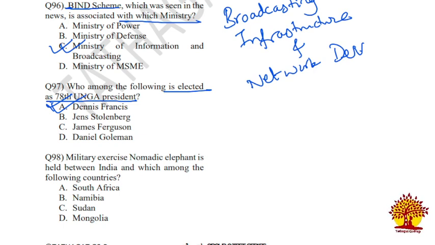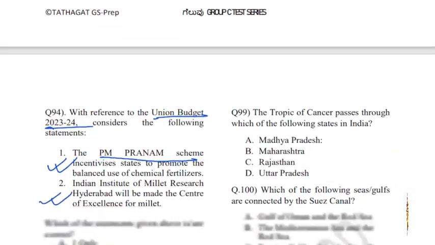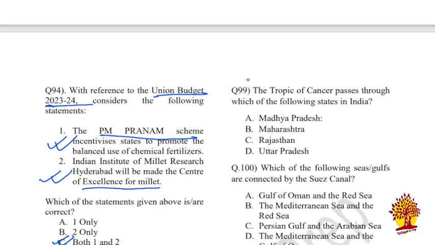Next, 99th question. Military exercise Nomadic Elephant. Very simple. Nomadic Elephant between India and Mongolia. India and Mongolia is the right answer. Next, 99th question. The Tropic of Cancer passes through which of the following state? Tropic of Cancer passes through Madhya Pradesh.